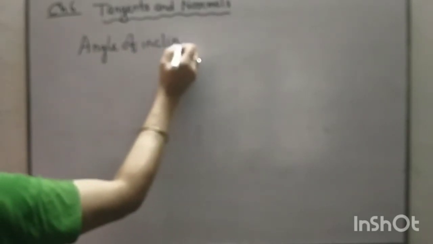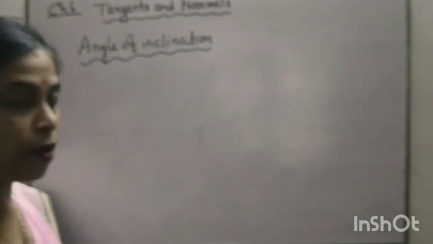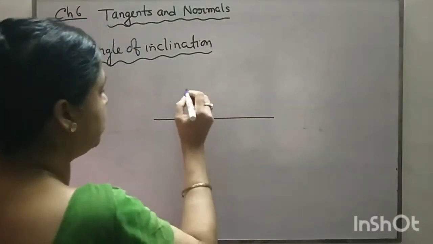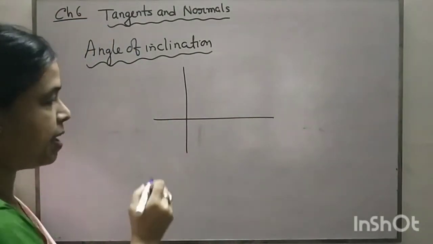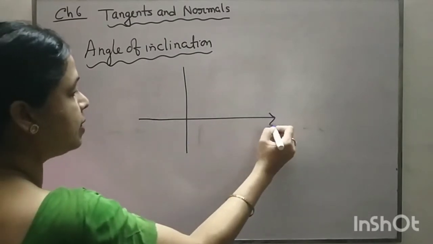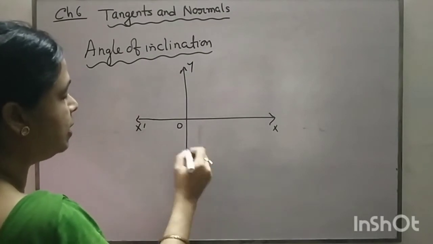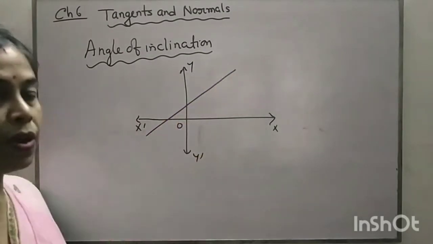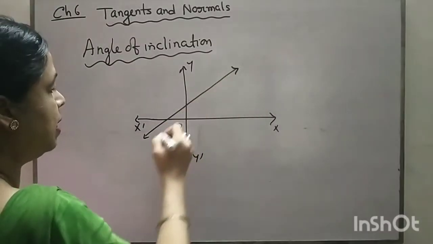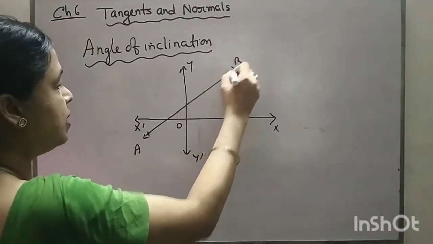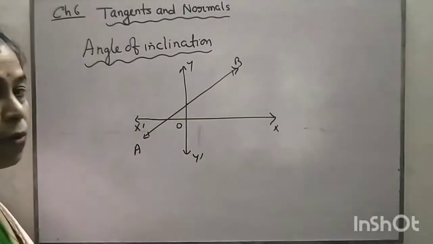So first you have to know the concept, what is an angle of inclination? So you see, by angle of inclination, let me draw a diagram. Suppose you have considered a diagram, say x-axis and y-axis. Say this is your x-axis I have considered here, and this is y-axis. Say AB is a line which intersects the x-axis at this point and the y-axis at this point.